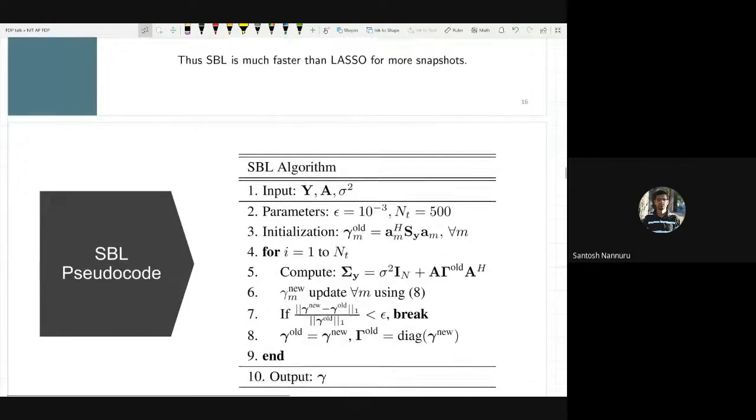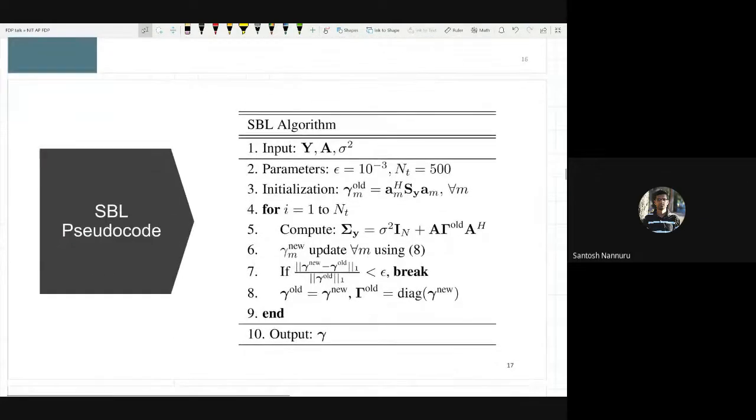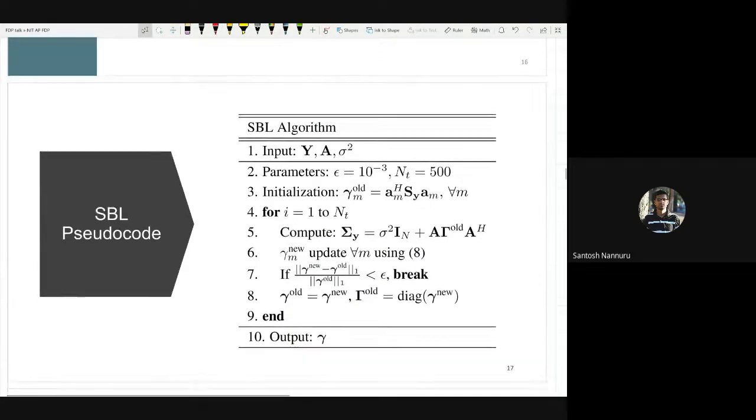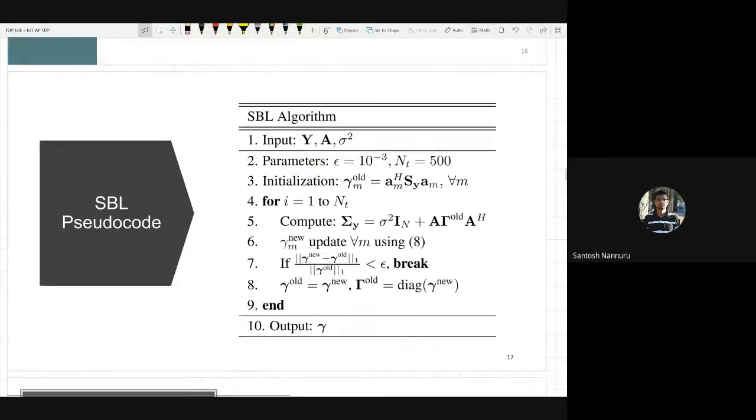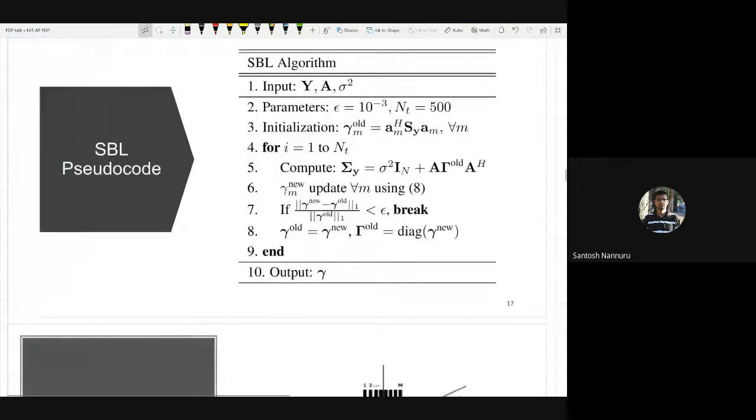Here pseudocode is given. I'll go through it, but just to say how simple the algorithm can be: some parameter initialization, then the gamma update using the formula given above, and then some exit condition for the for loop, and you just run it in a for loop. So implementation-wise it is pretty simple. You don't need CVX and all those tools. You can directly implement it using basic MATLAB commands. Okay. Any questions so far?